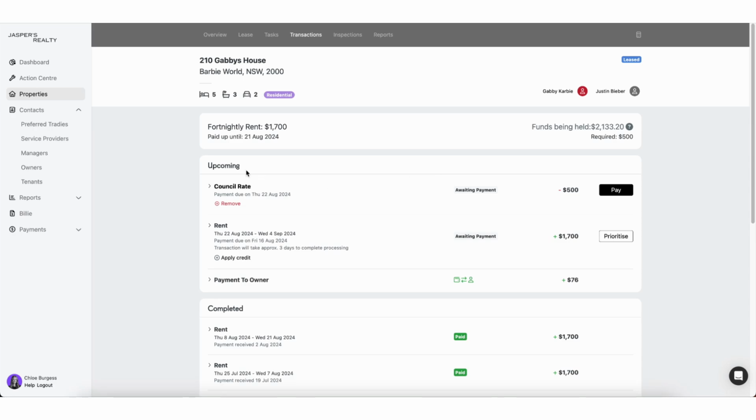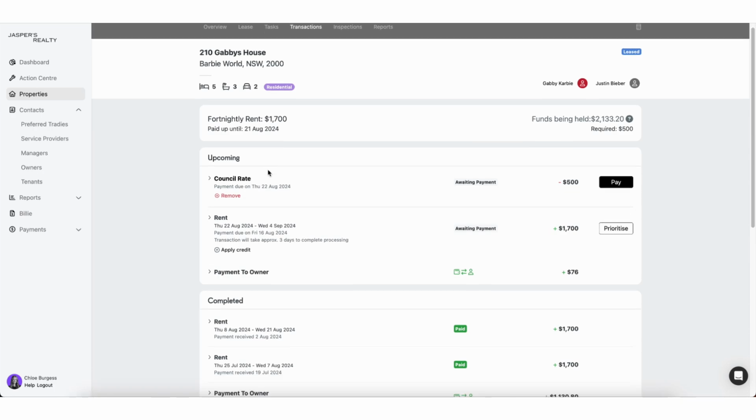Well, as you can see in the upcoming section, there is a council rate for $500 that the owner needs to pay. But the system is going to make this payment on the due date, which is the 22nd of August. Now, I could technically go in, because there is money available in the funds being held, and make a payment of this bill. But I'm just going to let the system do its job, and the system is going to make that payment on the 22nd of August.